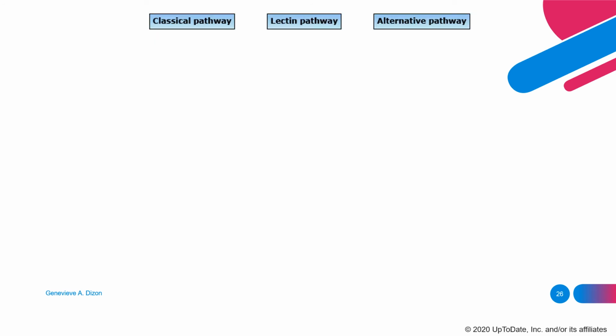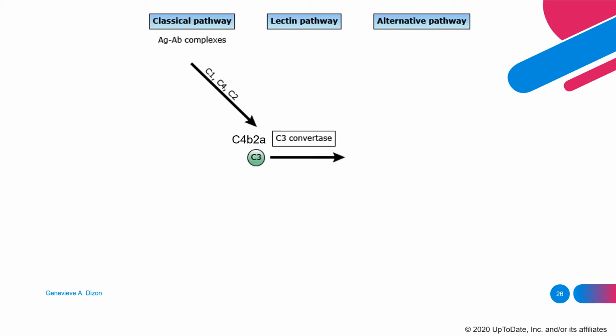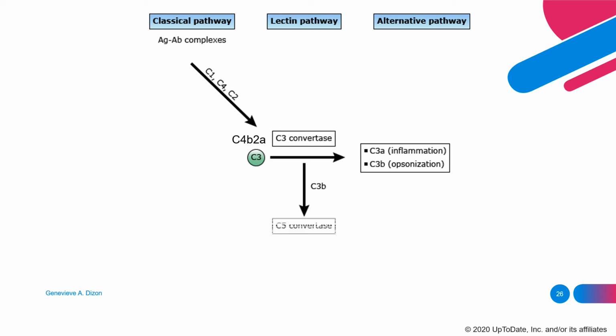Let's now give a recap on the three major independent yet overlapping pathways for complement activation. In the classical pathway, immune complexes bind to C1, cleaving C4 and C2. The fragments C4b and C2a form the C3 convertase, which is C4b2a. The C3 convertase cleaves C3 into C3a and C3b, and the binding of C3b to the C3 convertase forms the C5 convertase composed of C4b, 2a, and 3b.